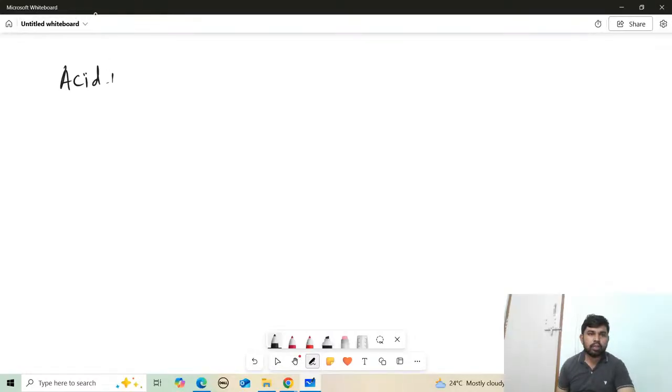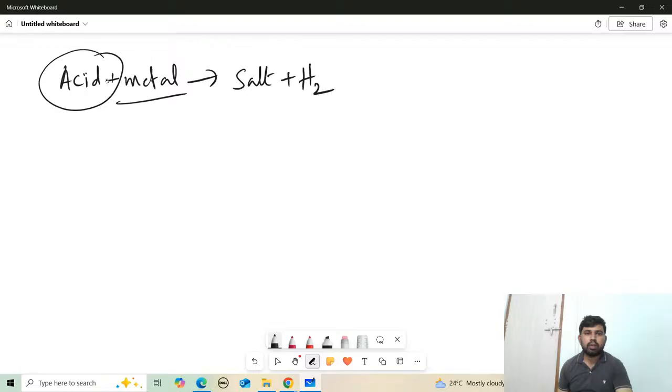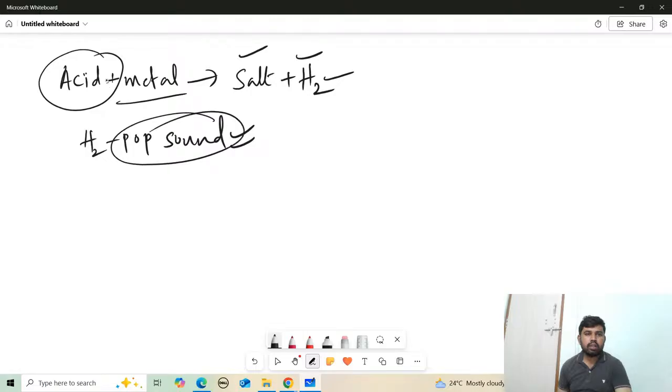acid plus metal gives rise to salt and hydrogen gas. So when an acid reacts with a metal, remember it produces salt and hydrogen gas. This hydrogen gas is confirmed with what? It burns with a pop sound. Pop sound, this you remember. Hydrogen gas means it burns with a pop sound. This is the hydrogen gas test. This is the first point we discussed.